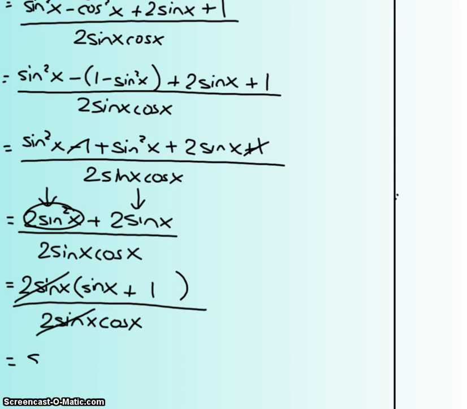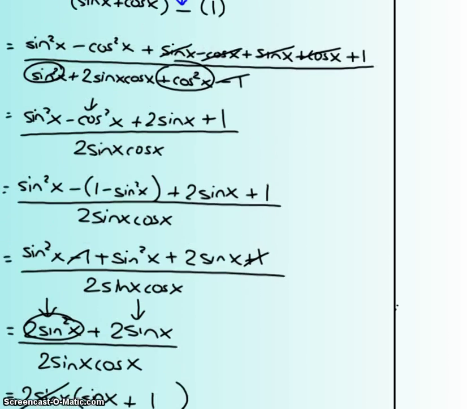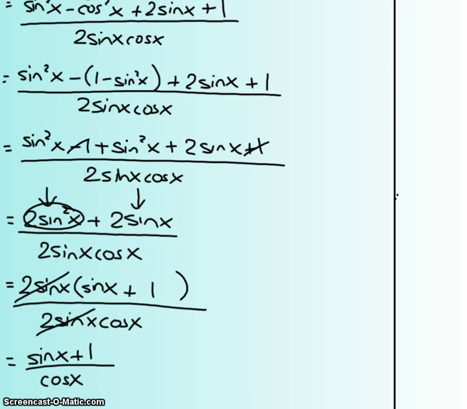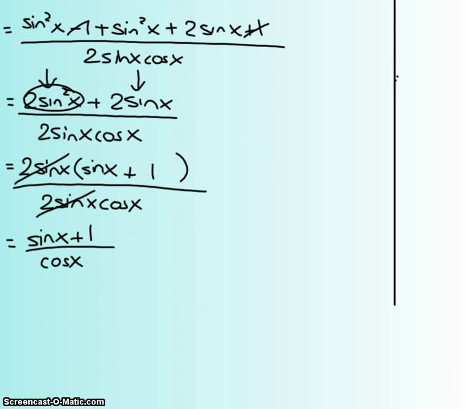Equals sine x plus 1 over cos x, which is exactly what we had on the other side, just the top is in a different order. Okay, and at the very end, therefore, left side equals right side. So the tool that you can use is to multiply your original fraction by another fraction as long as the numerator matches the denominator.